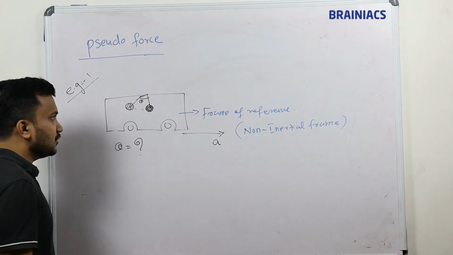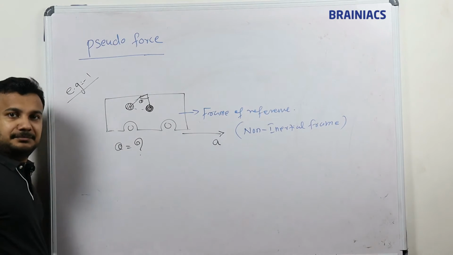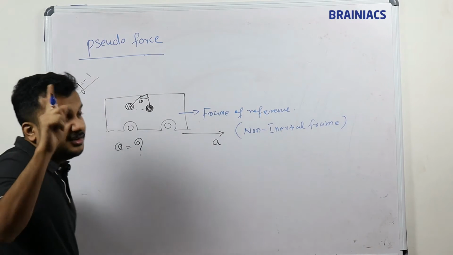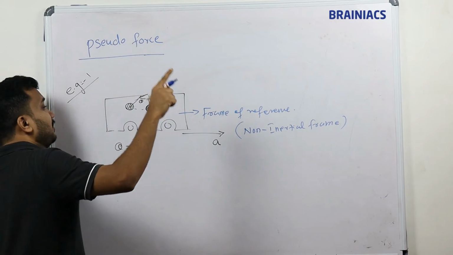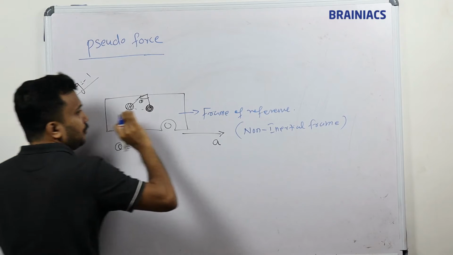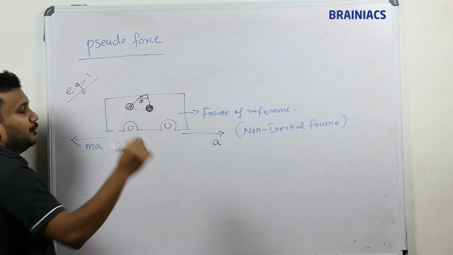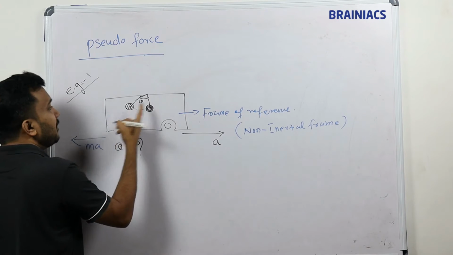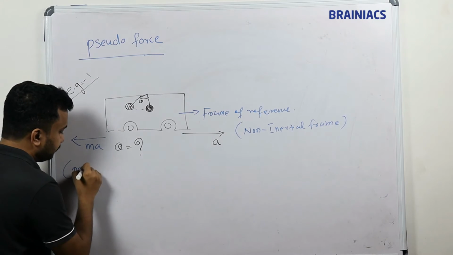So the car is moving. In that case, pseudo force is ma, similar to Newton's second law of motion. But there is one condition: remember in what direction the non-inertial frame is moving. The non-inertial frame is moving from left to right, so the pseudo force always acts from right to left, opposite. One extra force acts here, called ma. Because of that force only the pendulum moves back. This force is called pseudo force.